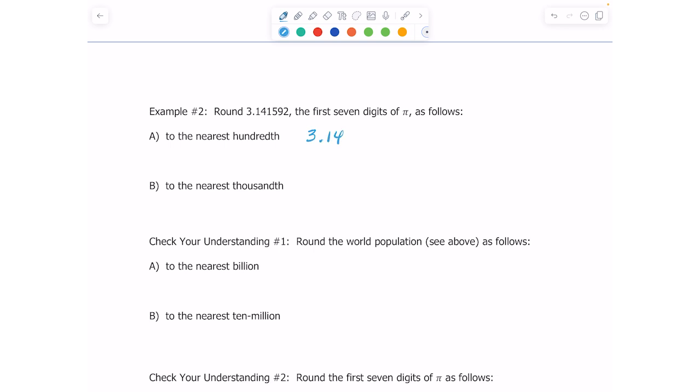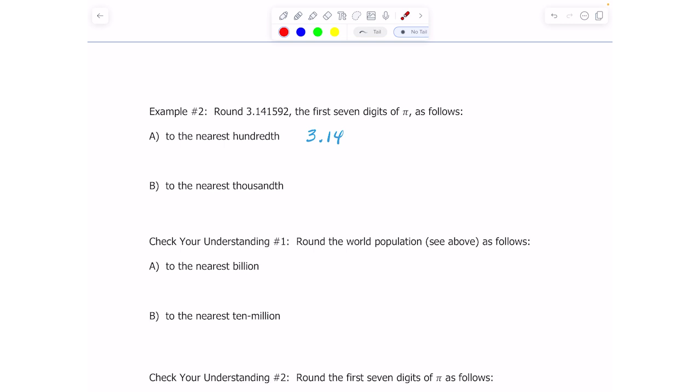Now, it says to replace all the other digits with zeros, but those zeros are insignificant. They don't affect anything, they don't matter. So we can just leave it as 3.14. So the rules slightly change when we have a decimal point. Don't worry about those extra zeros at the end of the number.